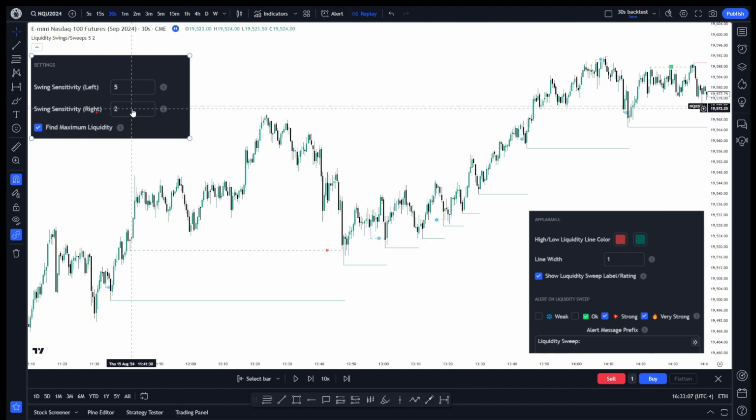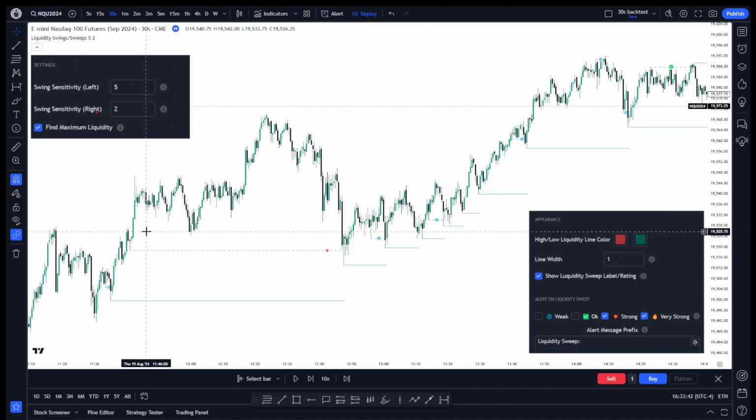The next setting, which is called Find Maximum Liquidity, if you disable that setting, the indicator is only going to mark out the actual swings that were swept by the drop. For example, right here on this drop, we would say this was the last meaningful swing that was swept. But we actually went a little bit further down and we swept this liquidity as well.